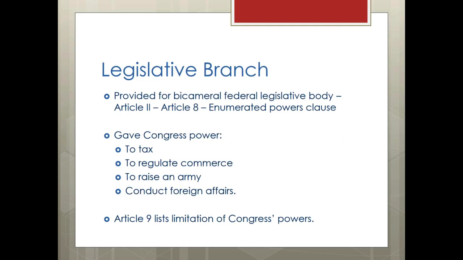The legislative branch would be bicameral in nature, and there would be a House of Representatives and also a Senate. And the powers of that branch would be found in Article 1, Section 8 of the Constitution. And Section 8 of the Constitution gave Congress the power to tax, to regulate commerce, to raise an army, and to conduct foreign affairs. Some of the major economic and military and foreign issues they were having with the Articles of Confederation were addressed by Article 1, Section 8 of the Constitution.